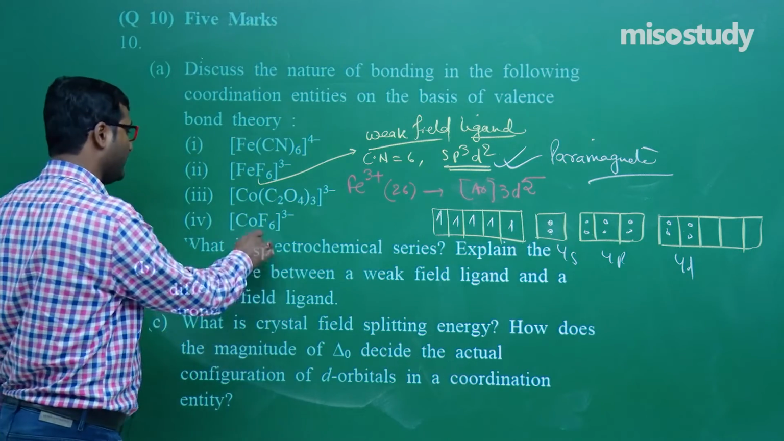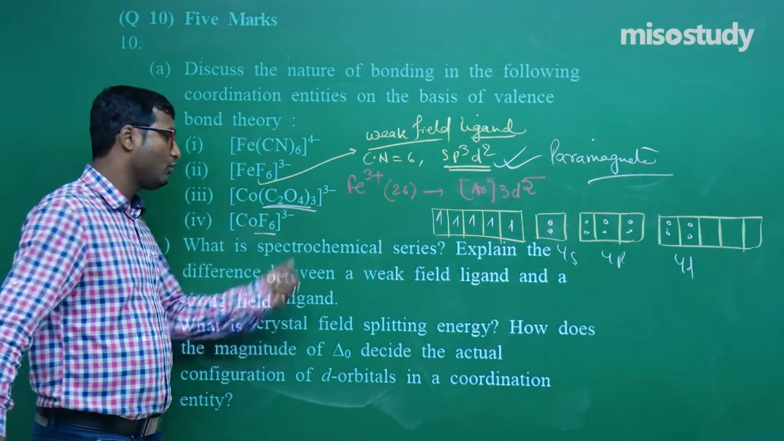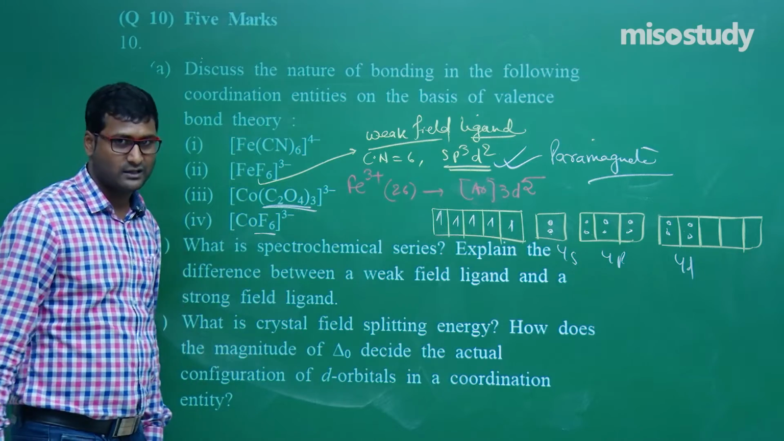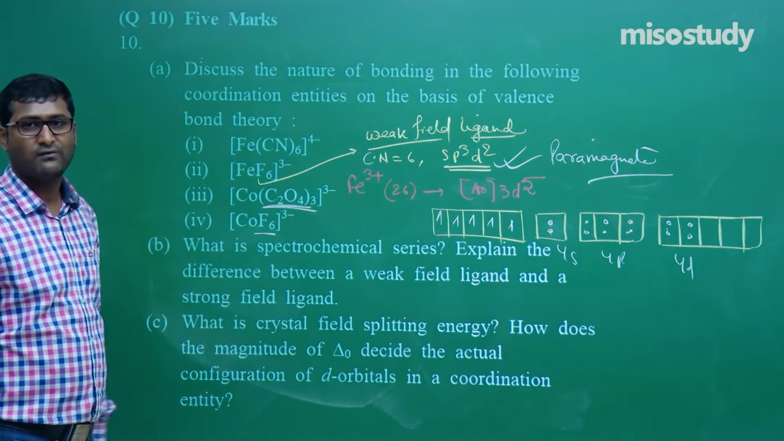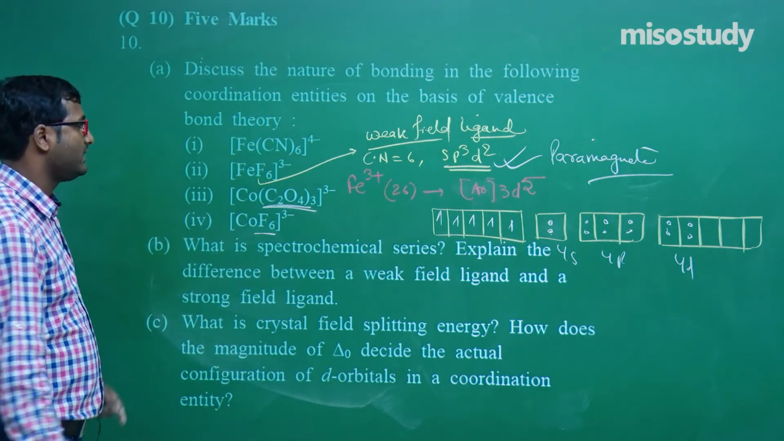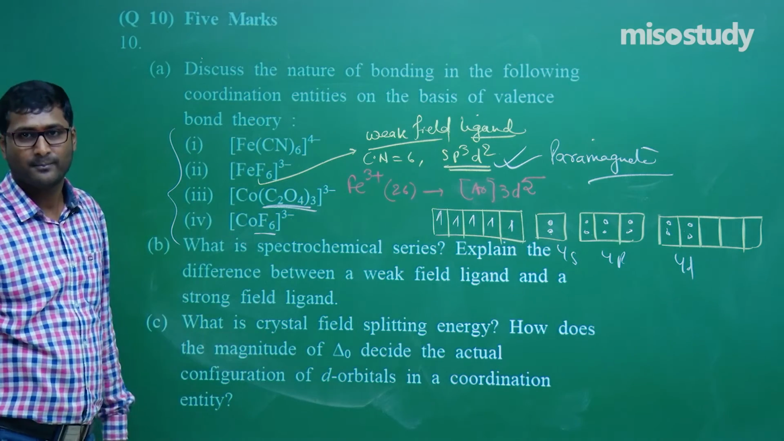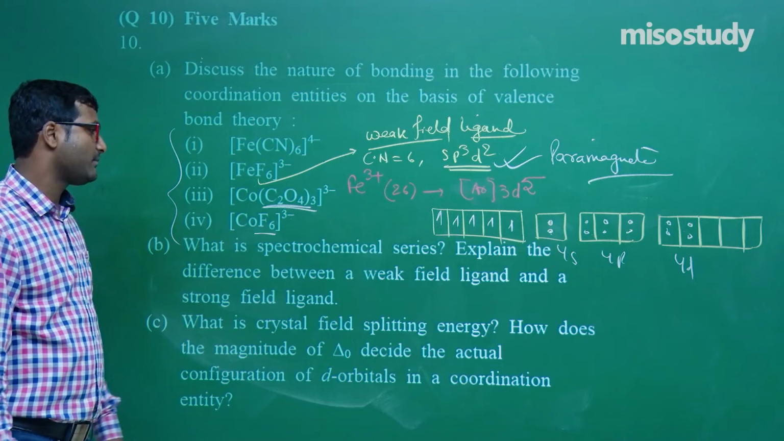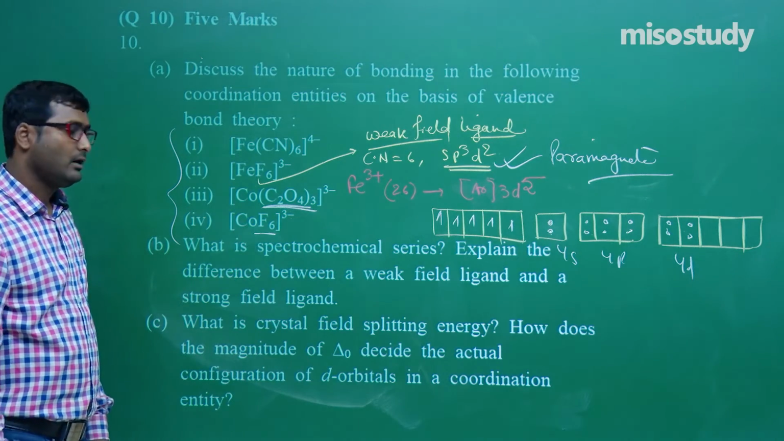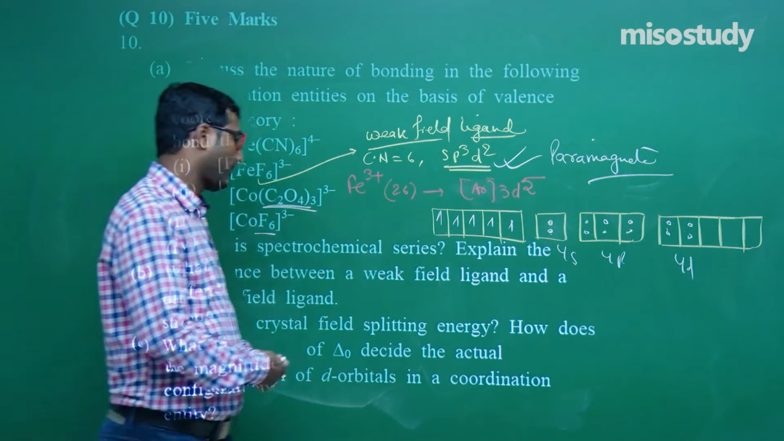Am I right? Similarly, you can do this one, C2O4. Oxygen is a donor atom. If oxygen is a donor atom, we know this is a weak field ligand. This is also a weak field ligand, and you can find each and everything related to this. This is the beauty of this chapter. Clear? Yes, sir. Definitely.